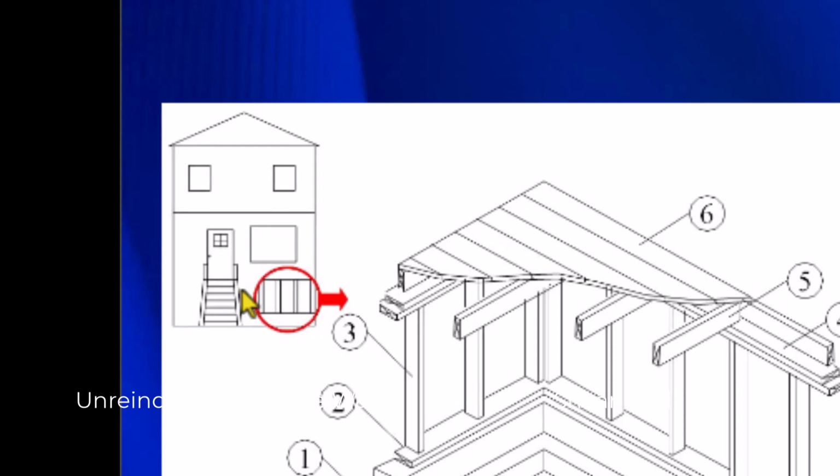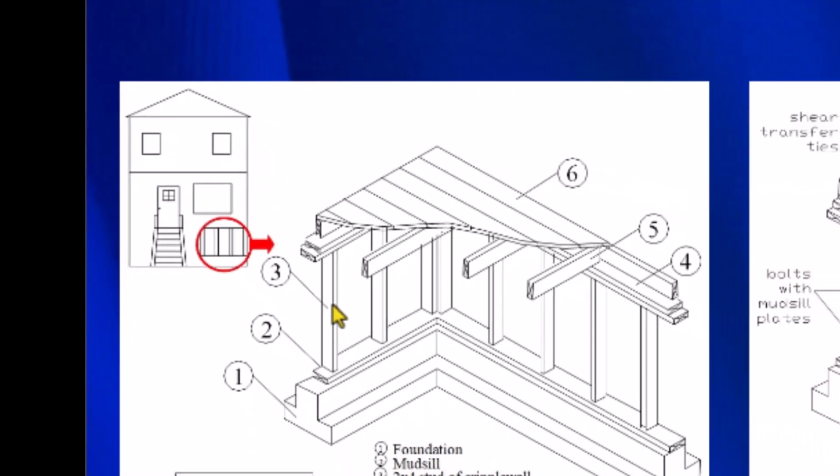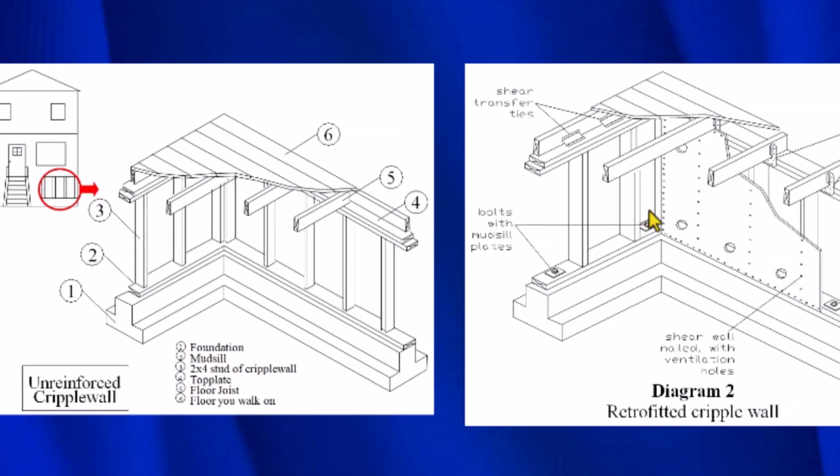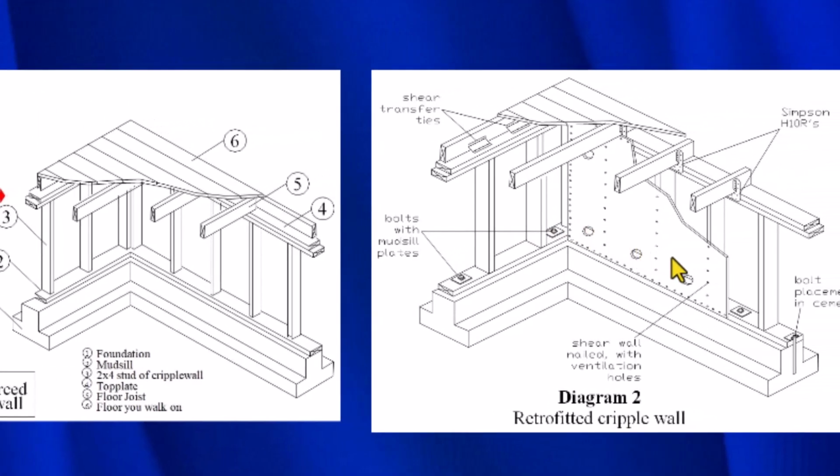So again, this is the cripple wall. We can't have that collapse, otherwise the house will go with it. And here is our unreinforced cripple wall. So we see right here along the wall itself, it can collapse unless we put plywood on it, and then we come over here and we see the plywood to keep the cripple wall from collapsing.